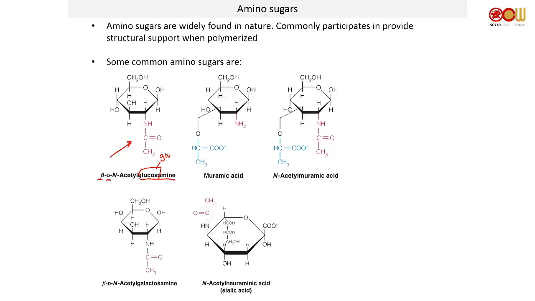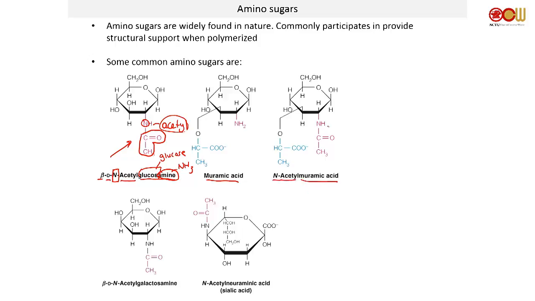In this case, gluco tells me that it's a glucose. Amine tells me that it has NH3 somewhere on it. Now, when you look at the structure, you don't see the NH3. That is because the NH3 is functionalized with acetyl. This group is called acetyl group. And this big N refers to the acetyl group attached to nitrogen. That's why it's called N-acetylglucosamine.